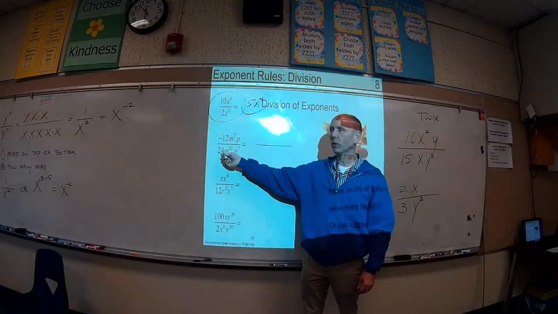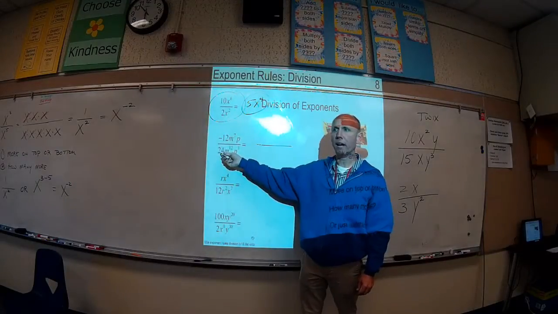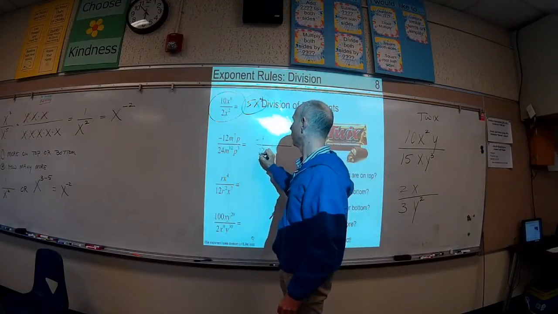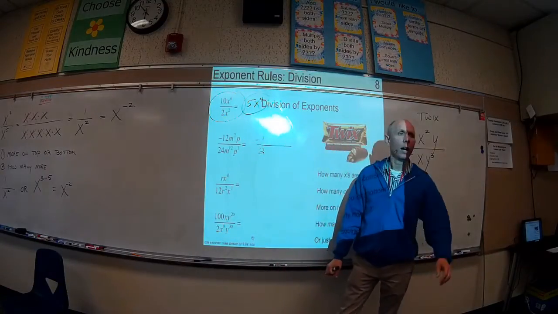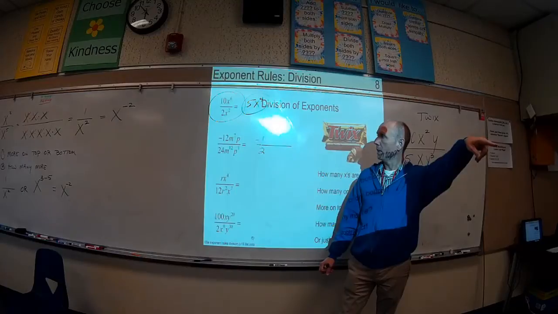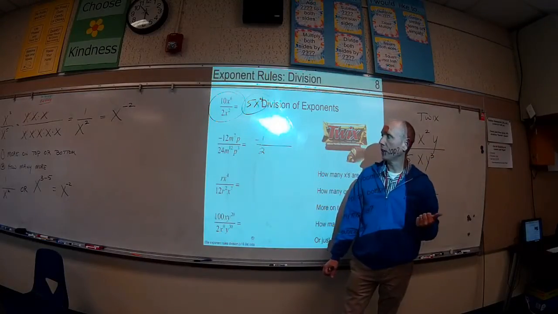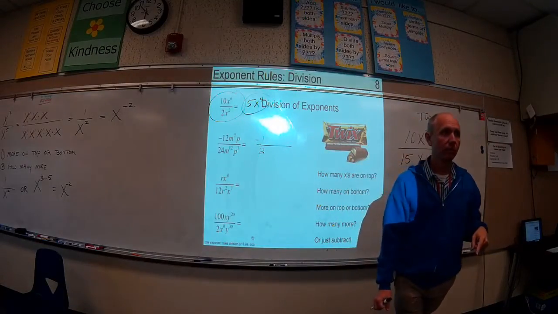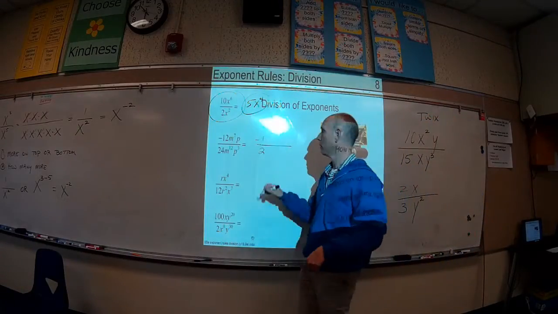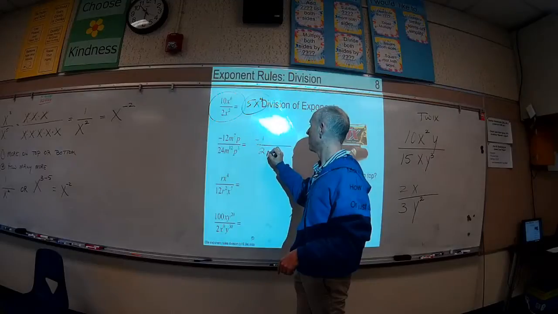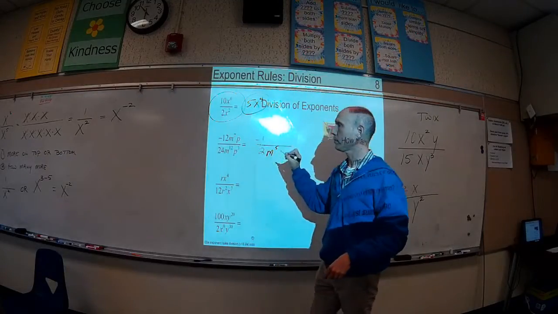What is 12 over 24? 1/2. Notice it's negative 12, so it's a negative on the 1. I'm going to call on Eva. How many M's are on top? 7. How many are on the bottom? Are there more on the top or the bottom? 1. How many more? There. So M to the 5th on the bottom.